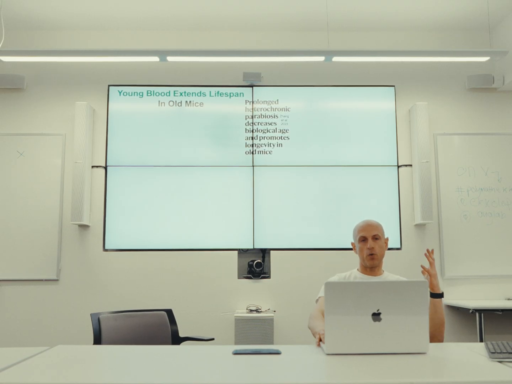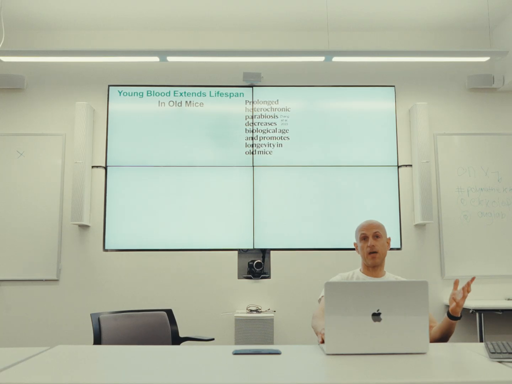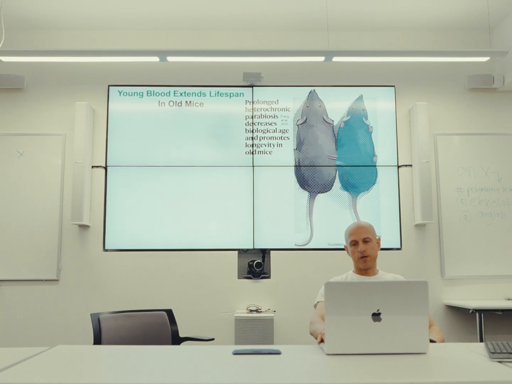So young blood extends lifespan in old mice. How do we know that? In this study, prolonged heterochronic parabiosis decreased biological age and promoted longevity. The obvious question should be, what is heterochronic parabiosis? That's when two animals are surgically connected, their bloodstreams are surgically connected, so these animals basically share a blood supply for the duration of their lifespan, and in this case, old attached to young.